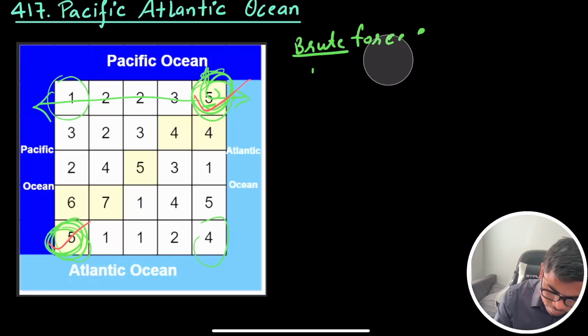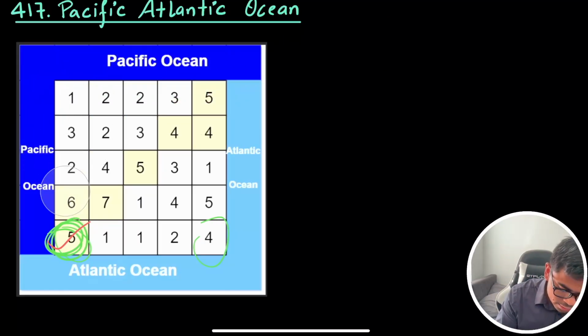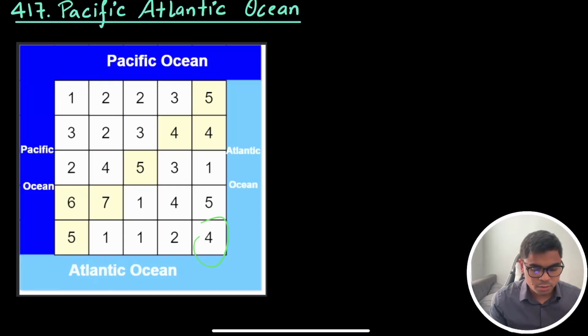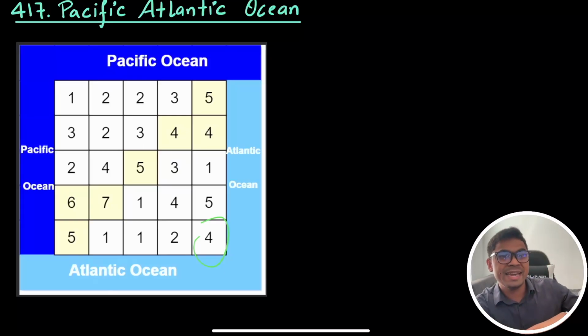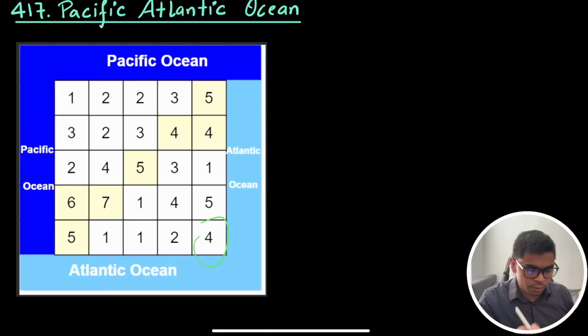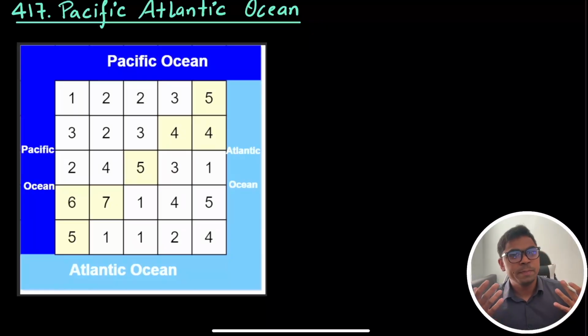So well, brute force is going to be that solution. You can visit all the cells and then run DFS on them, and then basically try to explore all their neighbors and see if you are able to create a set. That set is going to have values from Pacific side and also Atlantic side. If that's true, then you can add that to your solution.